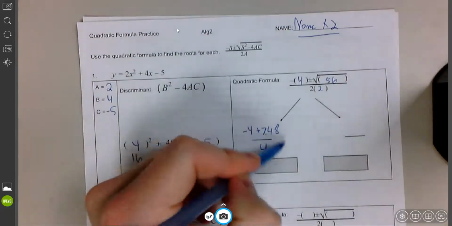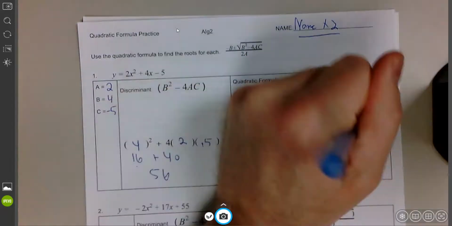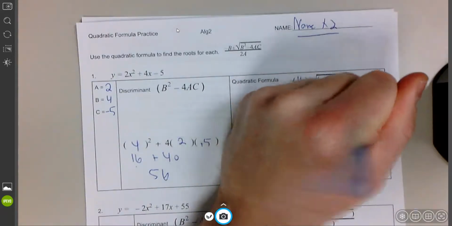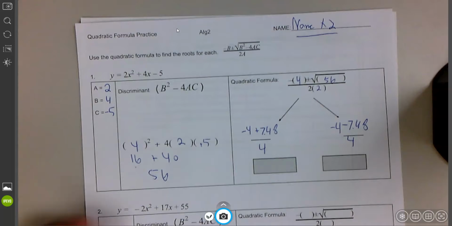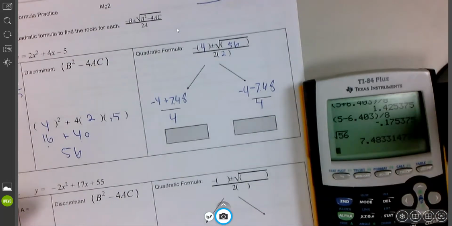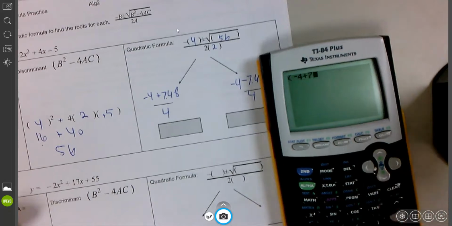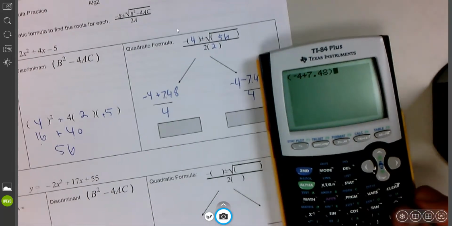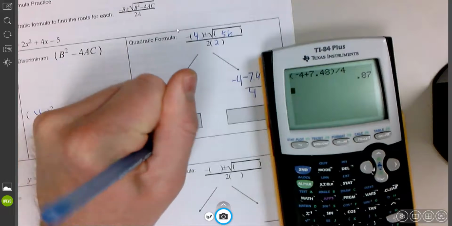So I'm doing one side for the plus sign, and then I just want to do the same thing for the minus sign. Negative 4 minus 7.48 over 4. Last step is to just jam these in my calculator. With parentheses, negative 4 plus 7.48. You could use Desmos too, divided by 4. One of my answers, 0.87.